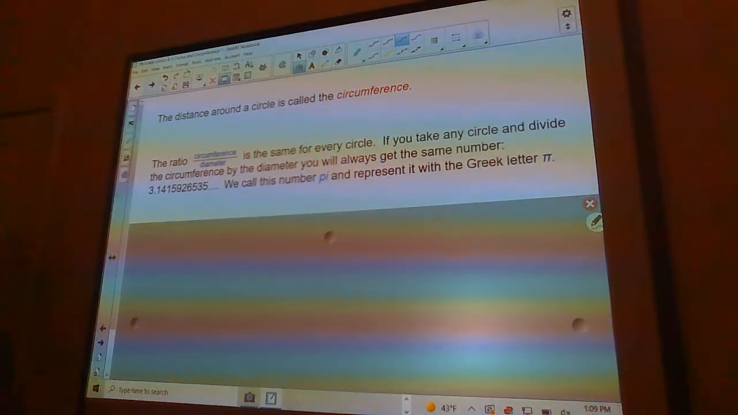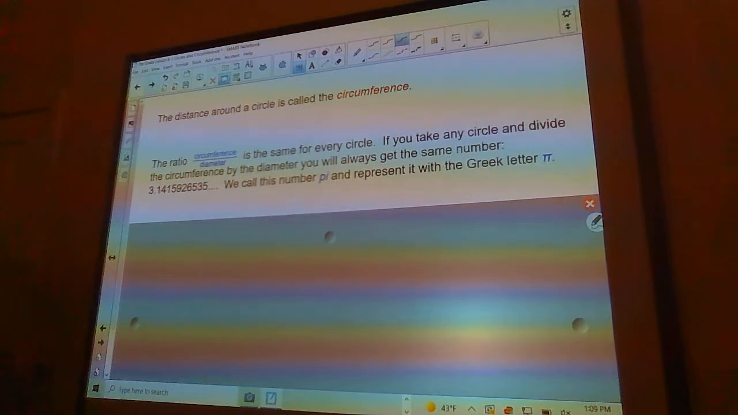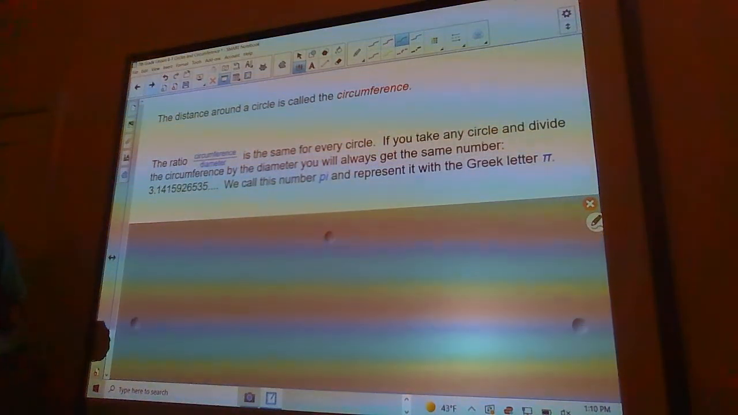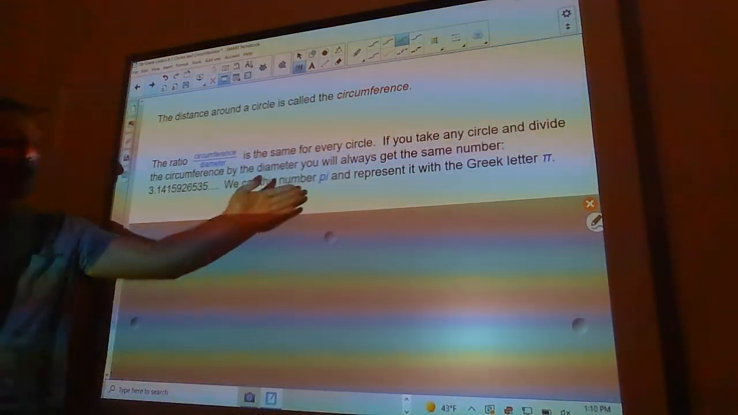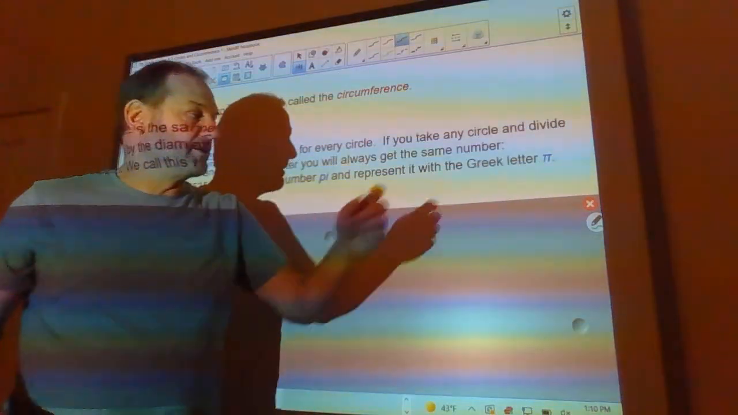Now, it just so happens that people discovered a long time ago that if you take the circumference and divide it by the diameter, you always get the same number. Okay, the ratio circumference divided by diameter is the same for every circle. If you take any circle and divide the circumference by the diameter, you always get the same number, 3.14159265535, and it just keeps going. It's an irrational number. It's a decimal that goes on forever and it never repeats. We call this number pi, which is the Greek letter P, and we represent it with that right there.